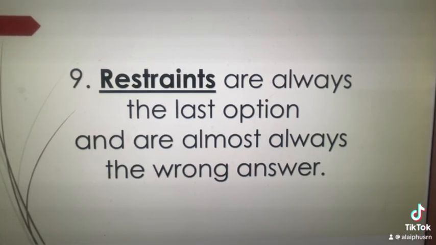Restraints are always the last option and are almost always the wrong answer. As we all know, restraints are only applied when there's a possibility of self-harm or suicide precautions, and even then, it has to be ordered by the doctor, and it should be done carefully, right? Now, there are 5 types of restraints: chemical, mechanical, physical, environmental, as well as seclusion.